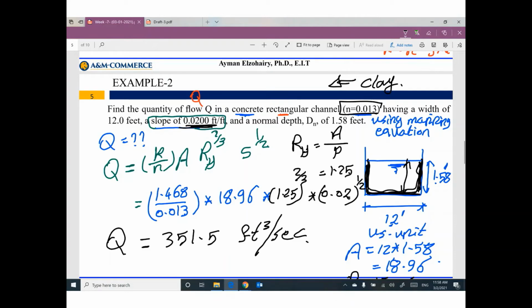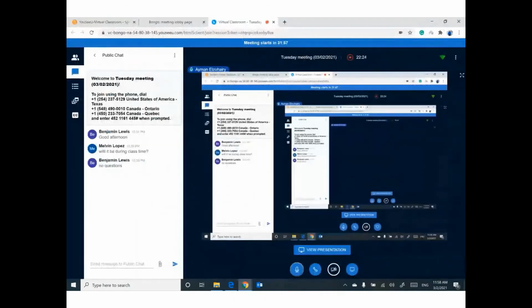And also you need to figure out the slope. Probably this Thursday in the surveying class, I will teach you how to calculate the slope for any ground by using leveling. Once you have all of this information, we can use the Manning equation to figure out the discharge or the velocity. Any questions so far?